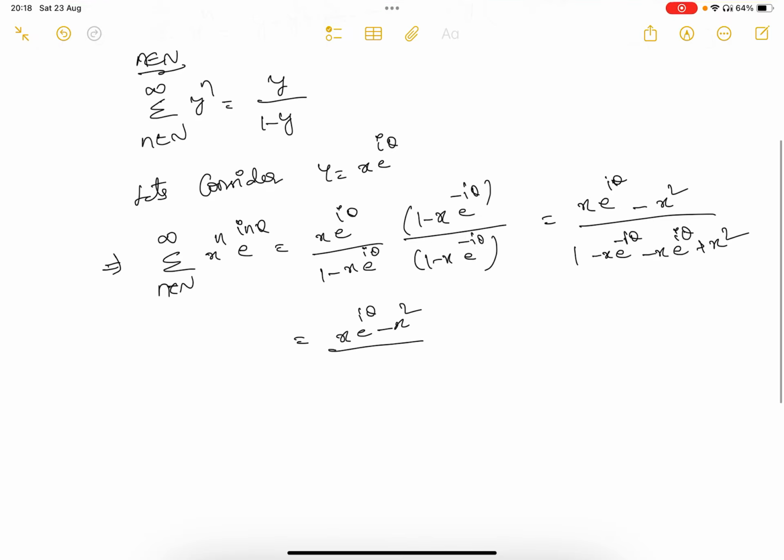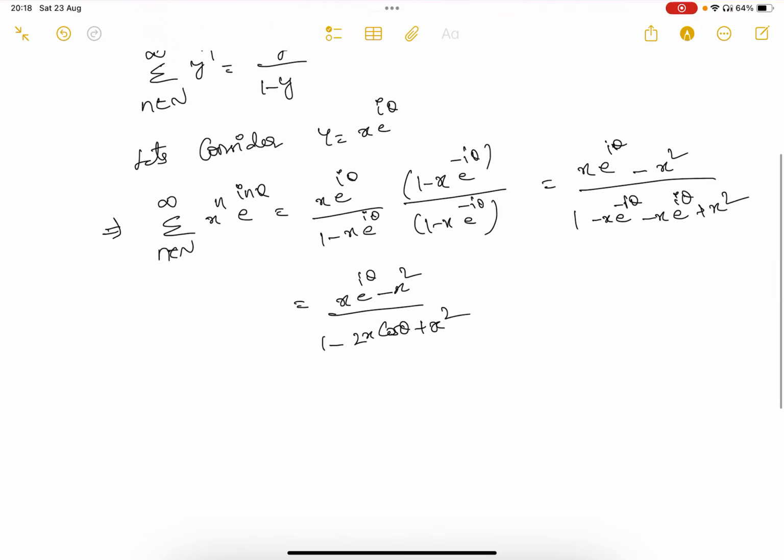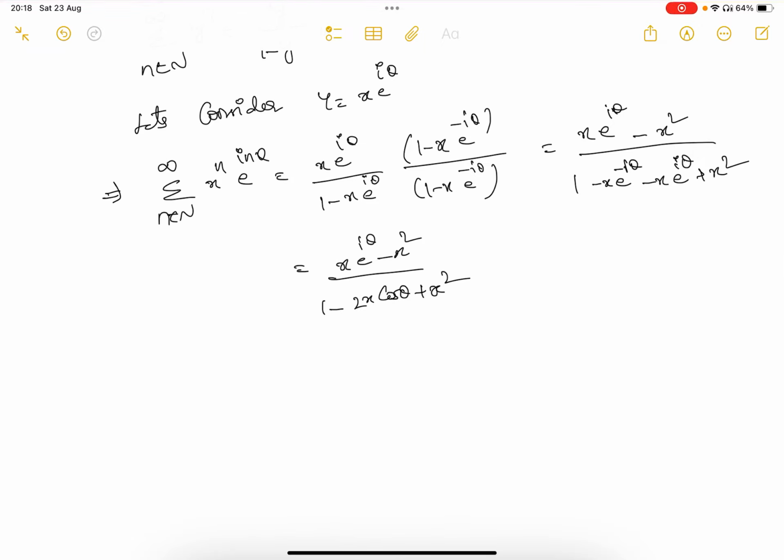by 1 minus, as you can see, e power minus i theta plus e power i theta, right? If you take minus x as common, you will get only the cos term. As you know, e power i theta is cos theta plus i sin theta. The sin theta will get cancelled and you will get the cos term. So this will be 2x cos theta plus x square, right? This is summation n belongs to n to infinity x power n into e power i n theta case.